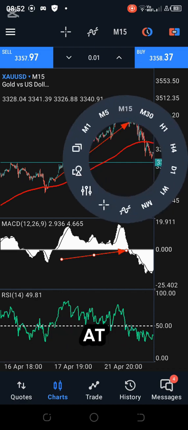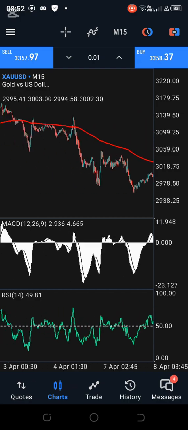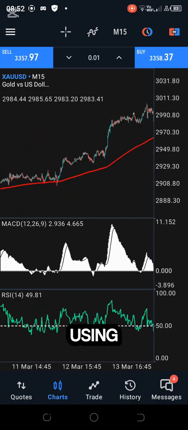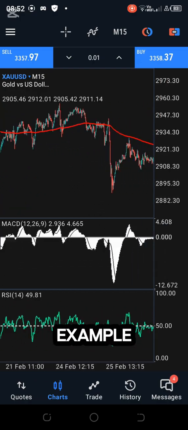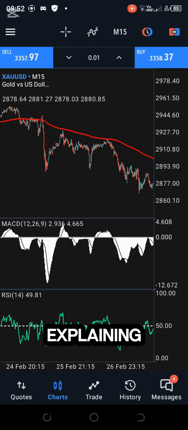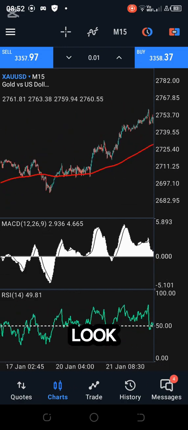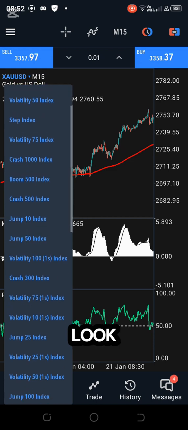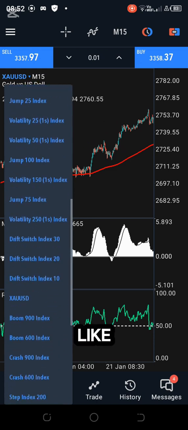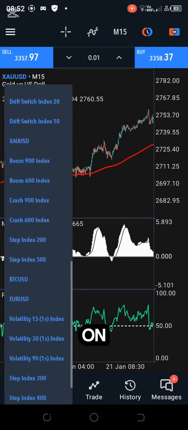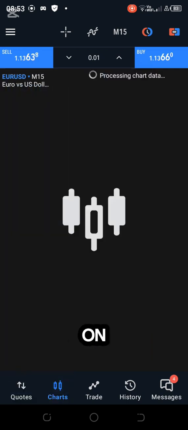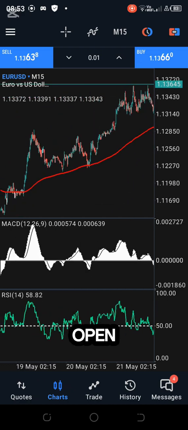Okay, so let's quickly look at how we can sell. How are we going to sell using this particular strategy? We have multiple examples. I'm not going to waste time explaining these particular examples. Let's look at another asset. Which asset should we look at? Like what I highlighted, we can use it on forex. Let's look at Euro USD. It's taking time. Okay, it's fine, it's open.